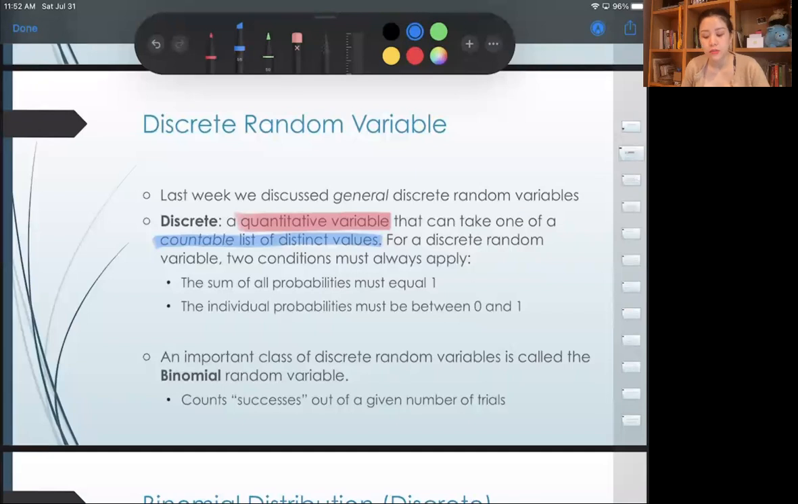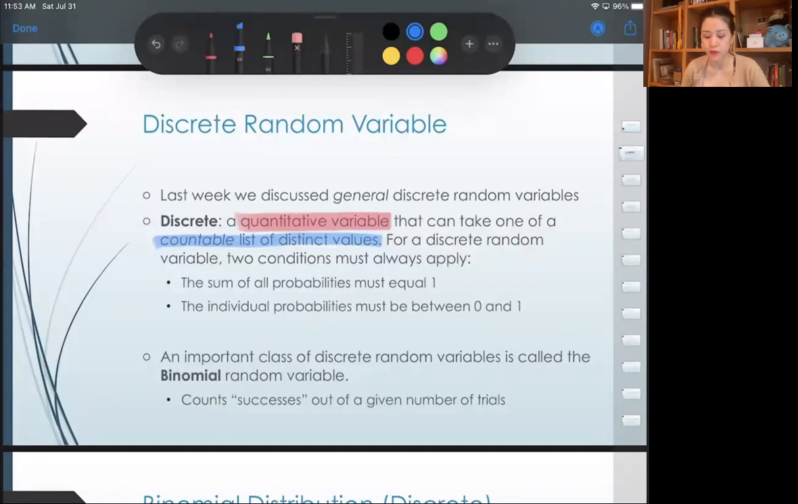There are two conditions that must always apply for a discrete random variable. First, the sum of all probabilities must equal 1. So you add up all the probabilities, and it must be equal to 1. Right? And each individual probability must be between 0 and 1.